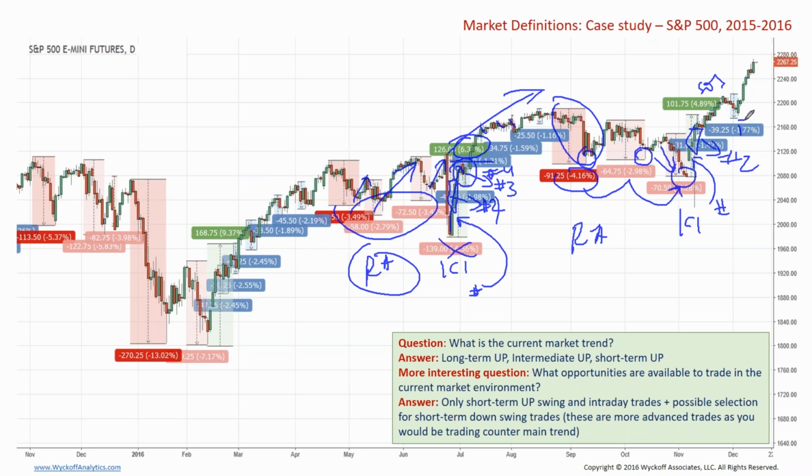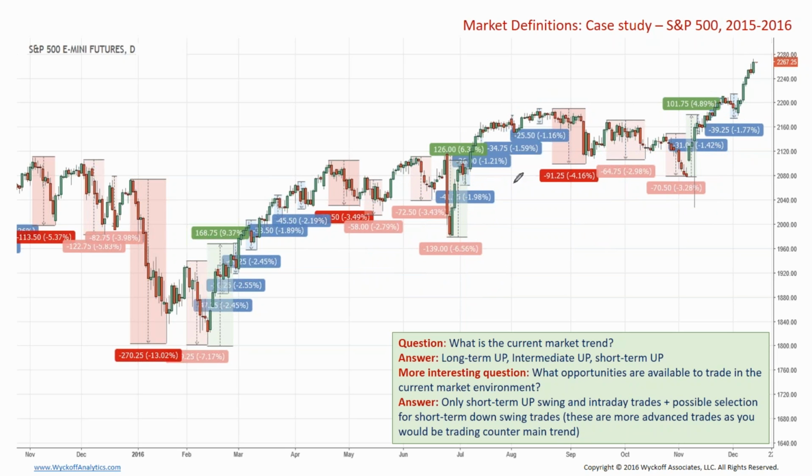sign of strength in the backing up action right here, or a smaller sign of strength in the backing up action. So you could enter again right here. And then any smaller reactions are still in line with the idea of reaccumulation and the confirmation of the uptrend. So therefore, a question, what is the current market trend? So in this case, we are saying that the long-term trend is up, intermediate trend up, and at this point, a short-term trend is up as well.